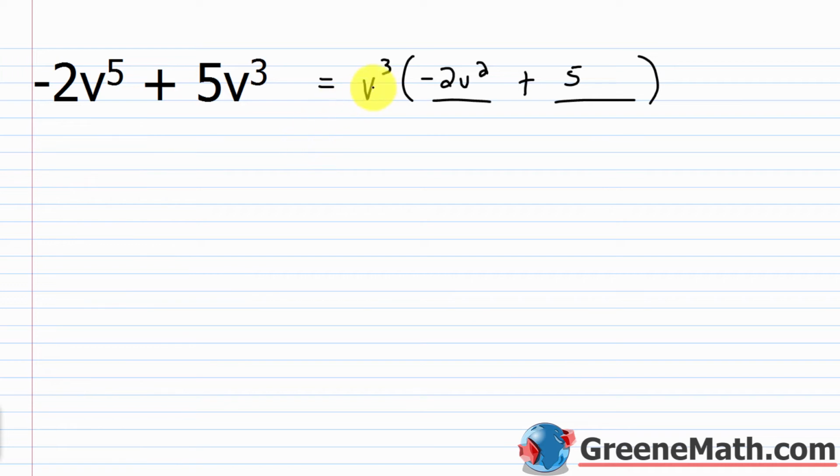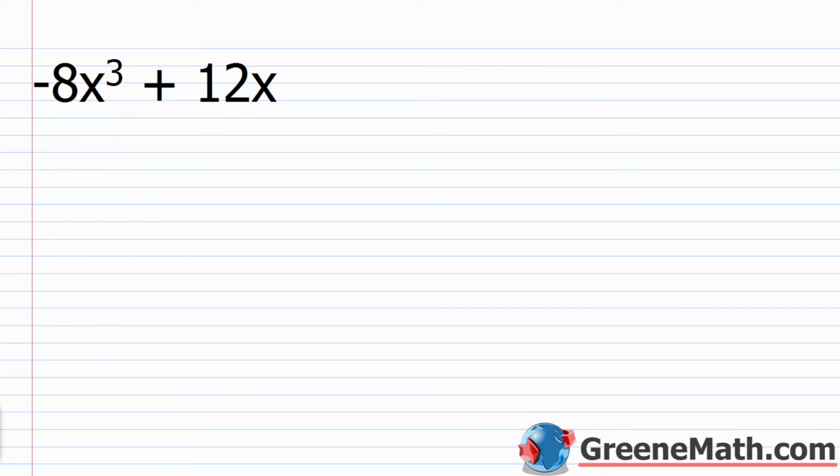We know if we wanted to check this, we could use our distributive property. V cubed times negative 2v squared would give me back negative 2v to the 5th power. Then plus v cubed times 5 would be 5v cubed. So good to go there. All right, let's take a look at the next example.